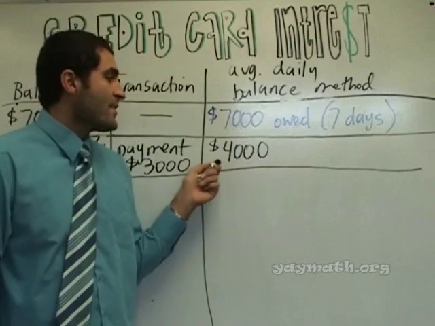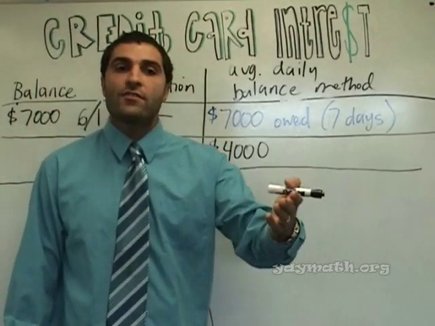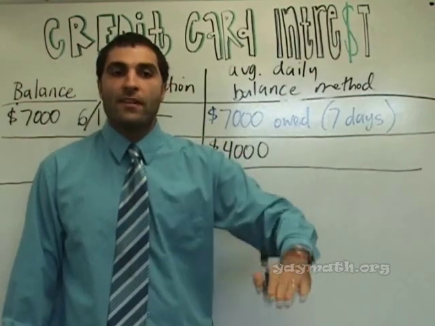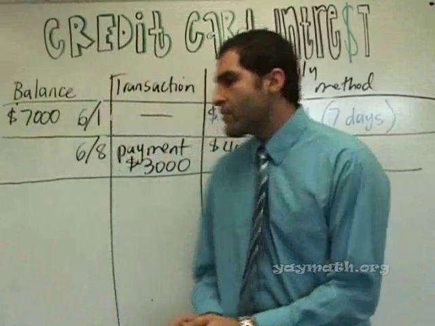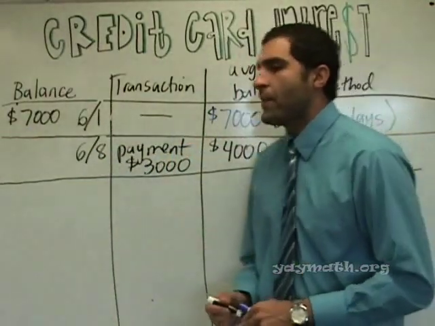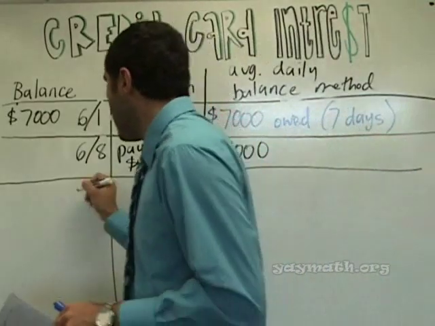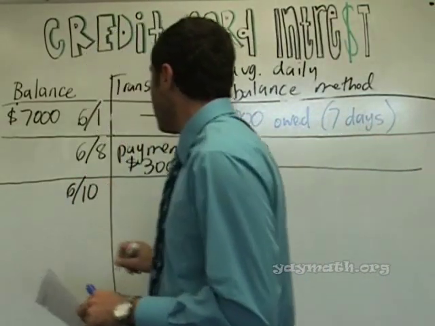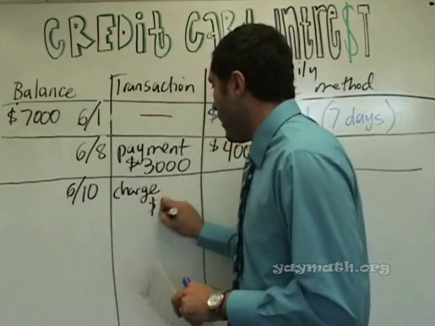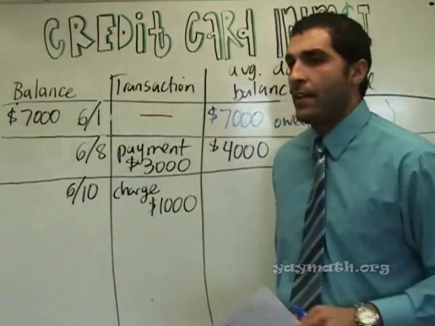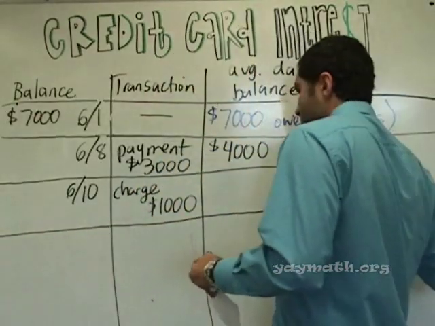So the credit card company is going to say, okay, this person paid a little, so they're going to charge them more or less interest, if they paid a little? Less. Okay, what's the next transaction on your paper after the 8th? June 10th. We made a charge of $1,000 at electronics.